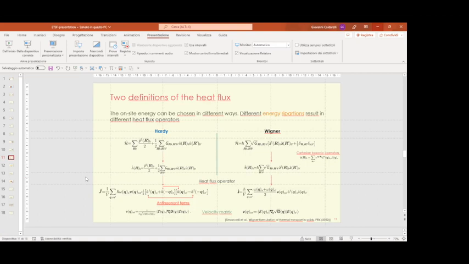Could you maybe repeat? Okay. So in general, you always have a problem of definition of the heat flux, apart from the distinction in inter and intraband terms.